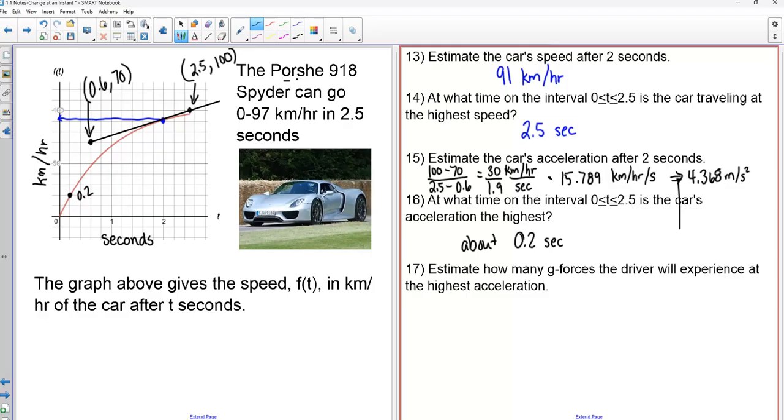Okay? If you have ever ridden in a fast car, this should make sense to you. Because whenever you take off, it's that initial amount that throws you back in your seat, right? So if you're in something really fast, it's going to throw you back in your seat.